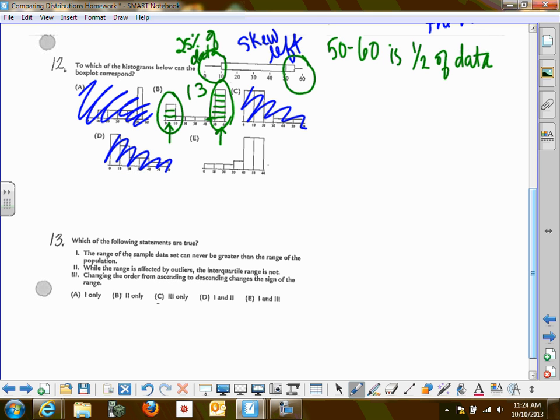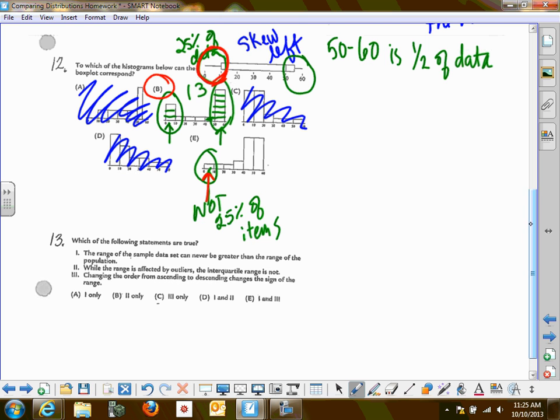Let's see if we can debunk E. This is the problem: is that one frequency a quarter of the values? Is this 25% of the items? This is not 25% of the items. That is why E is wrong. So therefore the answer is B. Again, E is wrong because from 0 to 10 is only one item, and from 0 to 10 is supposed to be 25% of the data.